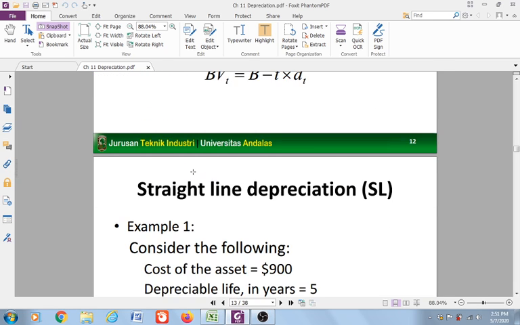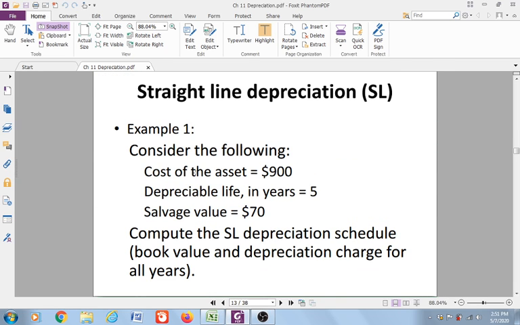Now let's see an example. We have an asset. The cost of the asset is 900, the depreciable life of that asset is 5 years and the salvage value is 70. Compute the straight line depreciation schedule. That means we need to make the depreciation table, and that table consists of the book value and the depreciation charge of the asset for all years. We will do it from year 0 to year 5.